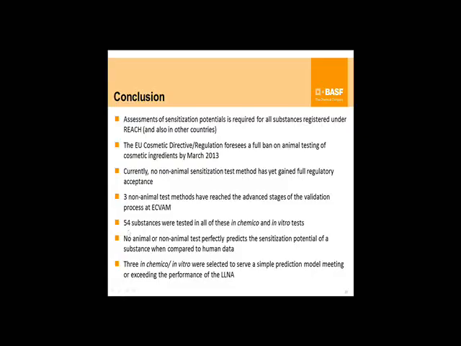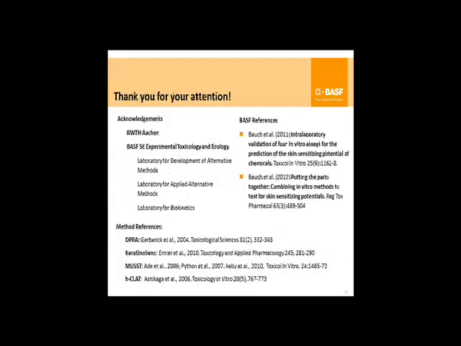And so far, we have assessed 54 substances in chemical and in vitro tests. We know that no animal or animal-free test is perfect, so we always have to keep that in mind and compare to human data. And in the end, we now have selected 3 in vitro or in chemico tests to serve as a simple prediction model, meeting or exceeding even the performance of the local lymph node assay. So with this, I would like to thank you for your attention, and I have included on this slide some references to the method. And with this, I would like to hand over the control to Andreas.